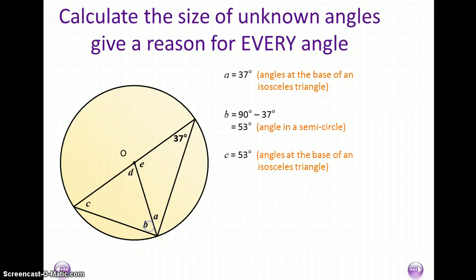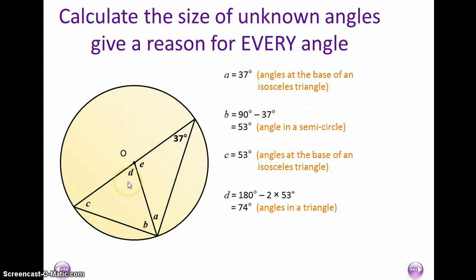Okay. Angle C is 53 degrees. Once again, this line here is the radius of the circle. This line here is the radius of the circle. Hence this triangle here is an isosceles triangle. And as we know, the angles at the base of an isosceles triangle are equal. So if B is 53 degrees, C must be 53 degrees.